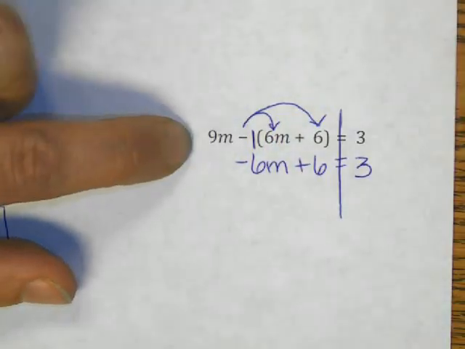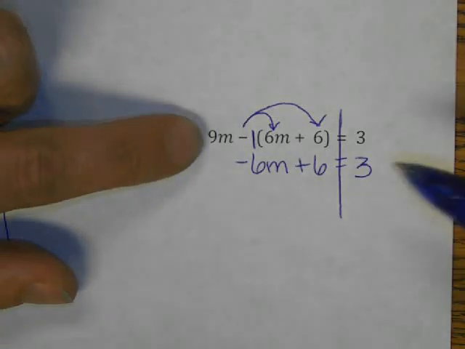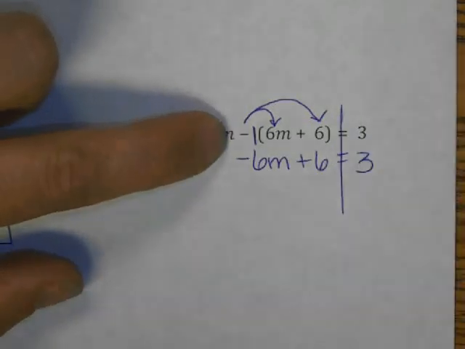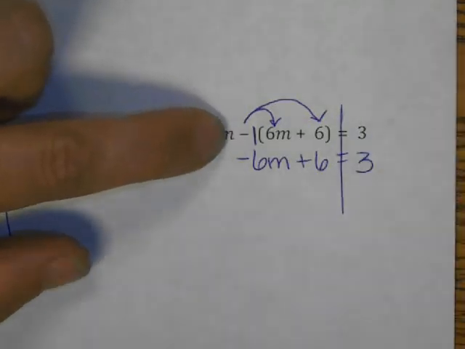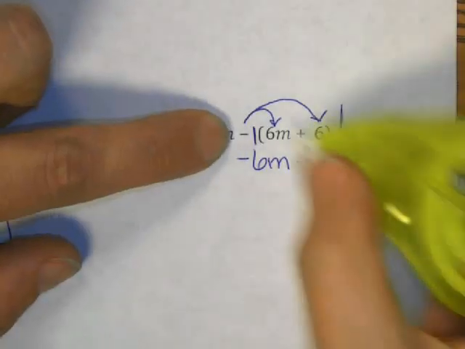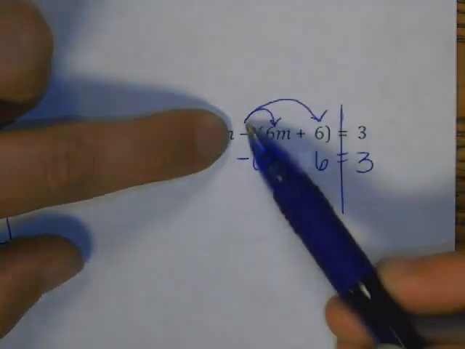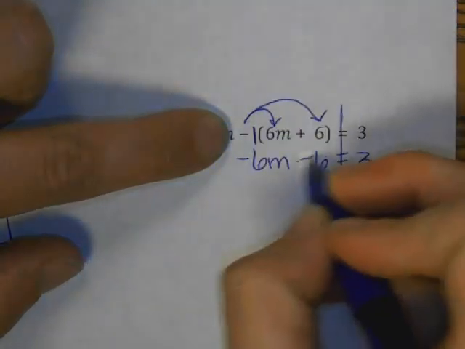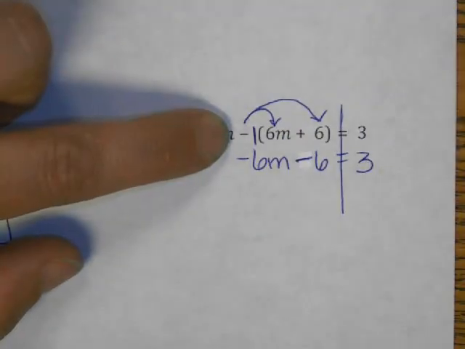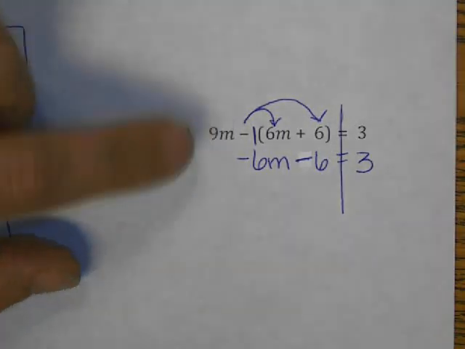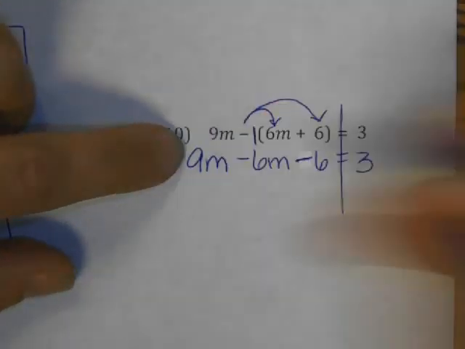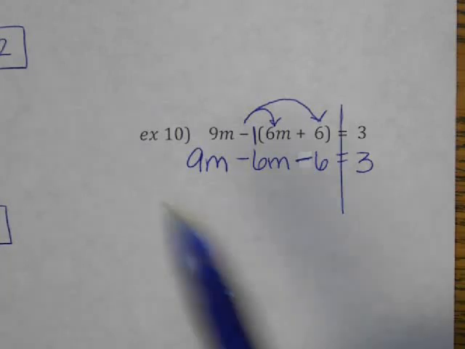And the 9m didn't just disappear. Oh, did I mess up? I did. It's not negative 6m plus 6. It's negative 6m, and then negative 1 times 6 to get negative 6. Does everybody agree? Does that make sense? Okay, so then 9m on the outside.